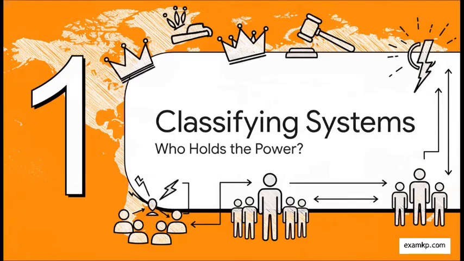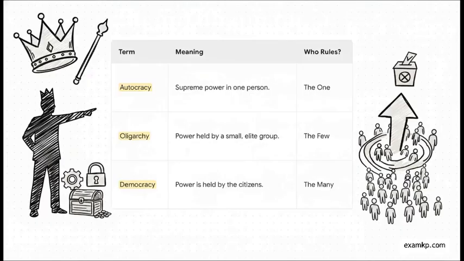Look, this might seem complicated, but the key to understanding all of this comes down to one simple, powerful question. Who holds the power? That's it. That's the key. And this table here breaks it down perfectly. There are really just three main answers to that question. You've got autocracy, where all the power is in the hands of one single person. Think of a dictator or an absolute monarch. That's rule by the one.